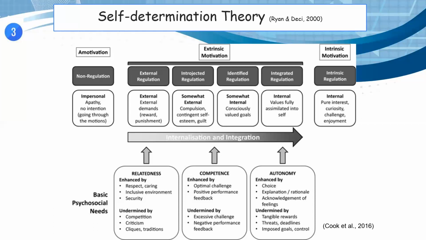So relatedness is enhanced by, improved by mutual respect or receiving respect, an environment of caring, an inclusive environment, a sense of security and belonging. And relatedness is undermined by excessive competition, excessive criticism, cliques, traditions.